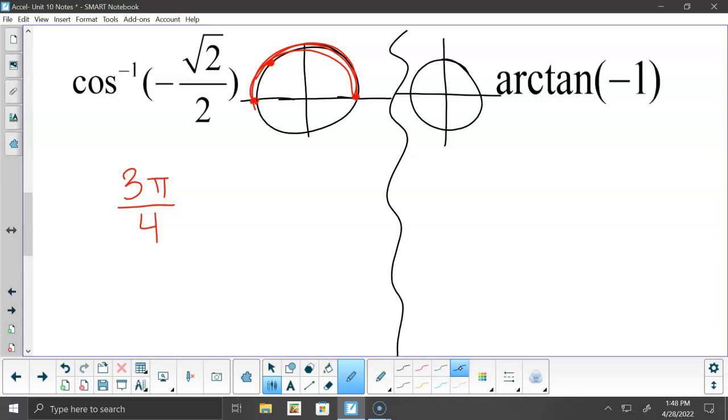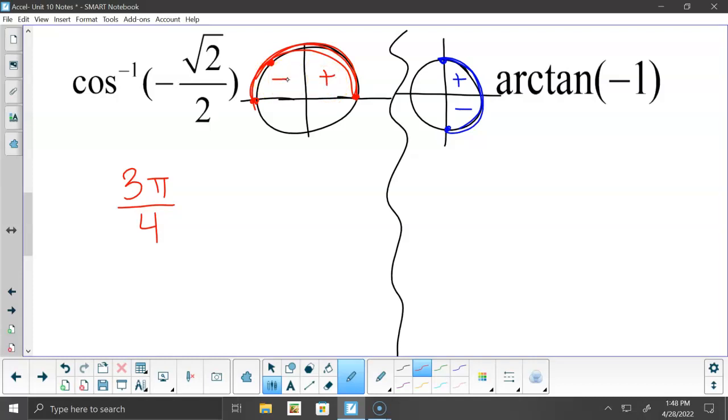Negative pi over 2 and positive pi over 2. What's that the same as? Sine. Now, real quick, think about the tangent values. Tangent values up here are positive, tangent values down here are negative, right? Cosine values up here are positive. Cosine values over here are negative.